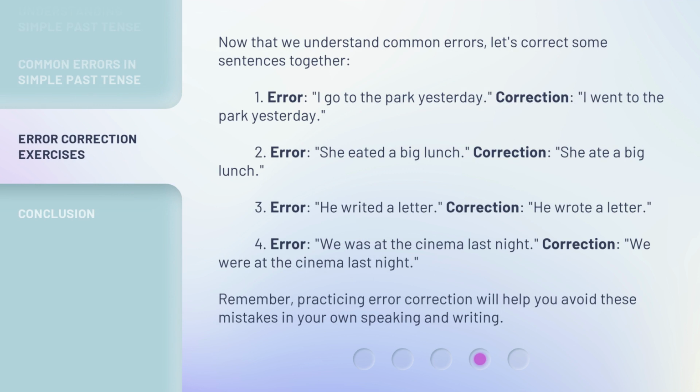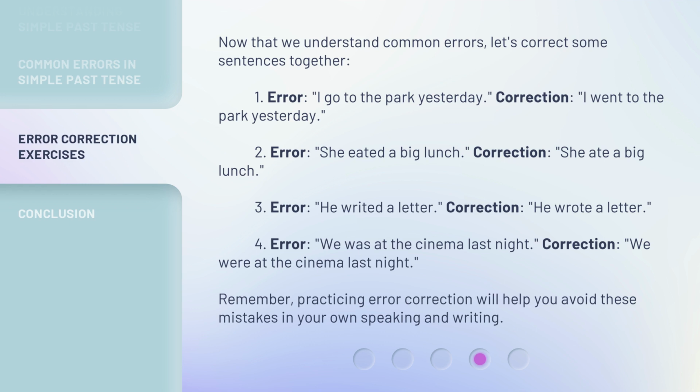Now that we understand common errors, let's correct some sentences together. 1. Error. I go to the park yesterday. Correction. I went to the park yesterday. 2. Error. She eated a big lunch. Correction. She ate a big lunch.